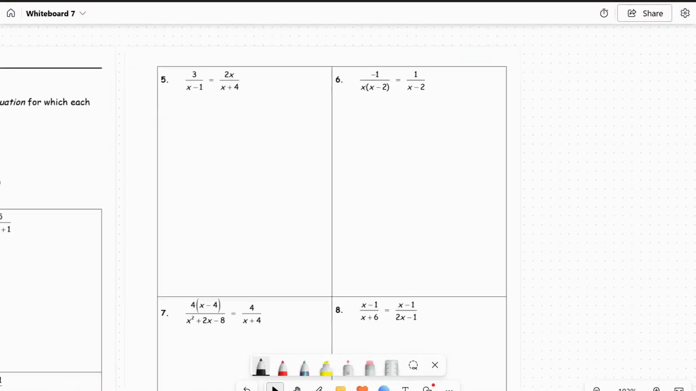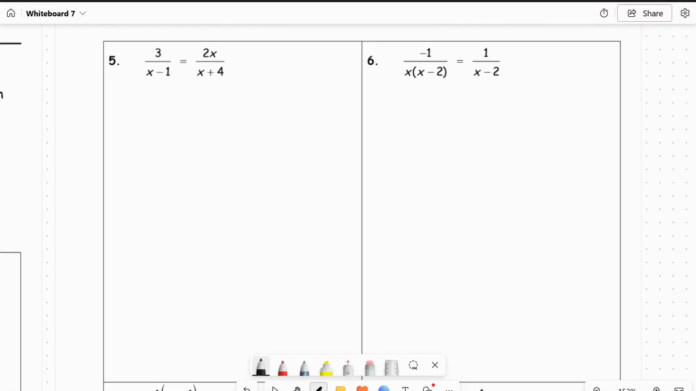Now over to the second page. On number 5 here, same exact process, except this time we're going to get a quadratic, so we'll go through it. I'm going to start by taking the cross product. That would give me 3 times x plus 4 equals 2x times x minus 1.